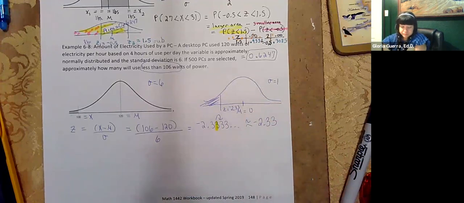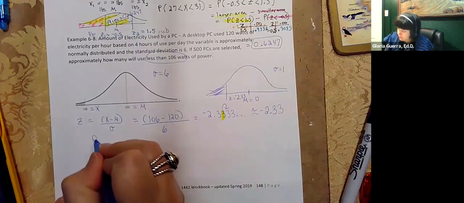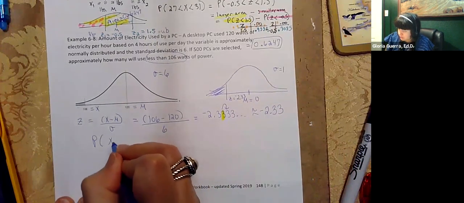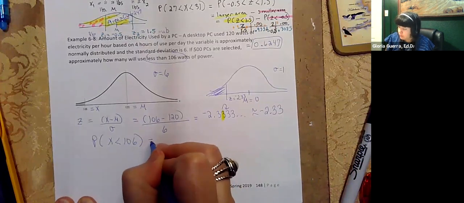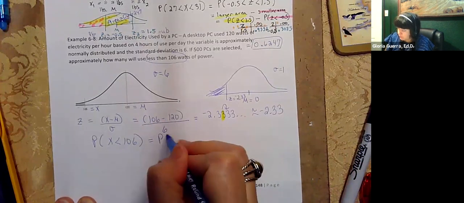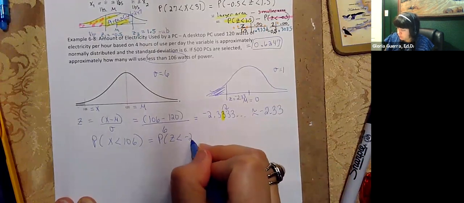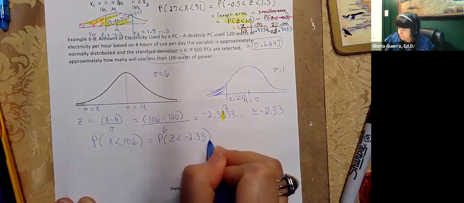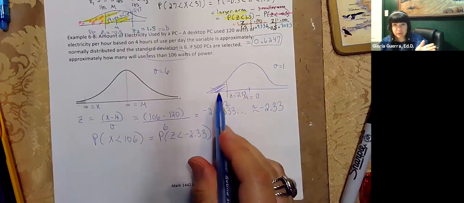Okay. So then we set this up. Probably first it was X's, right? X was less than 106, right? And then we ran it through the formula, and now we have Z less than negative 2.3. And then again, this is the easiest case because it's already area to the left.